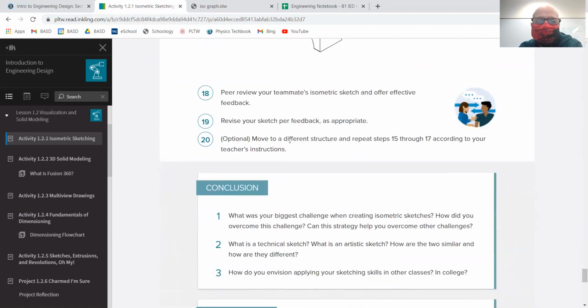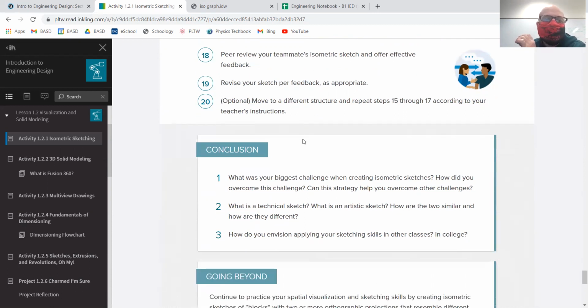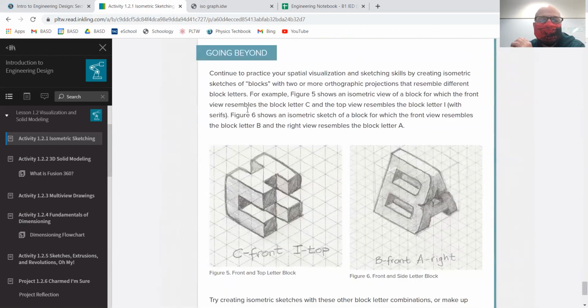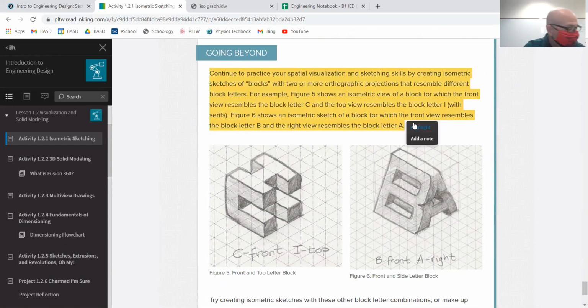And then the rest of the steps, I'm not really that concerned about. And I will show you in the engineering notebook what I want to see. And I definitely want to see conclusion questions answered. And I also want you to do the going beyond. Basically, you can read this if you want, but I'm really not that.